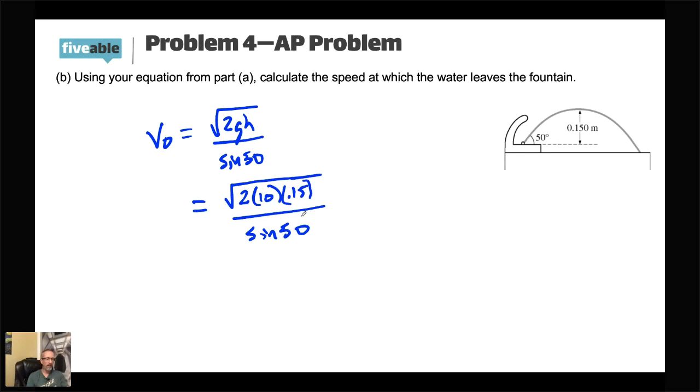So we need the square root, so let's go ahead and hop on the calculator here. We're going to do the square root of 2 times 10 times 0.15. And if you do that, you get 1.732. So 1.732, and we're going to divide that by the sine of 50, which is 0.77. So 1.732 divided by 0.77 gives us an original speed of 2.25, and that would be meters per second. So far, we're on our way.